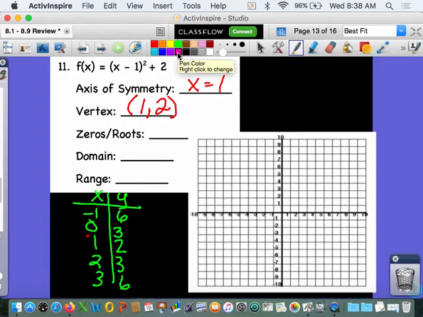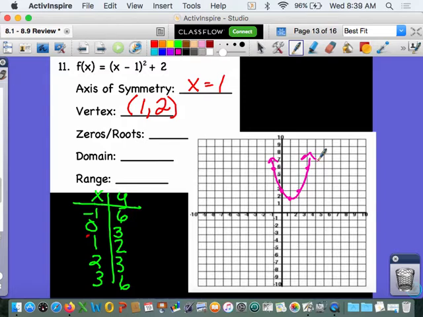Take your second graph. That's what my graph looked like. Does yours match? Yes, it should.